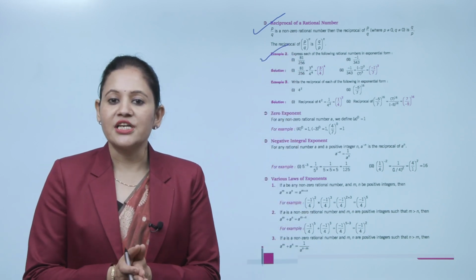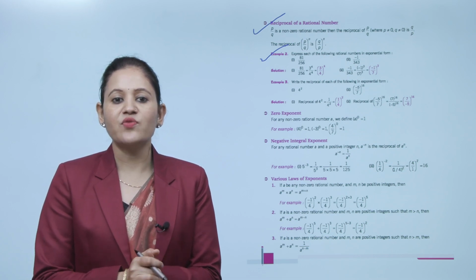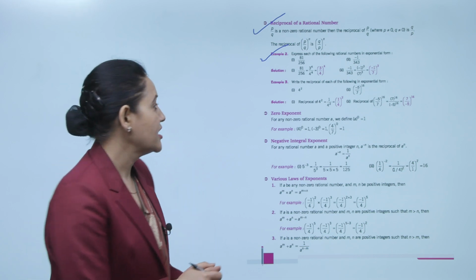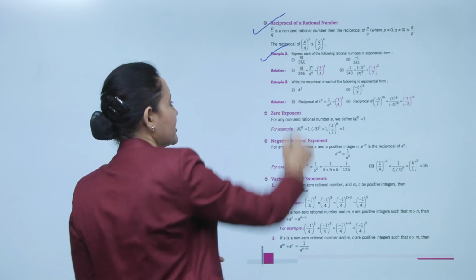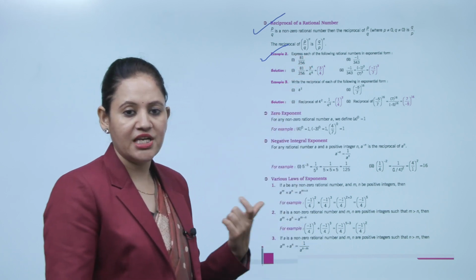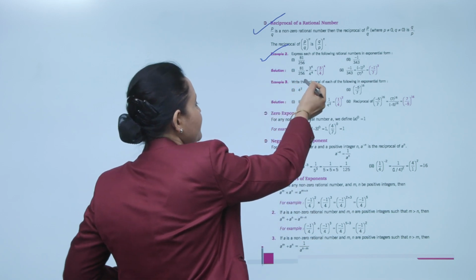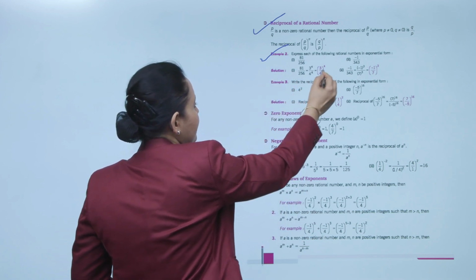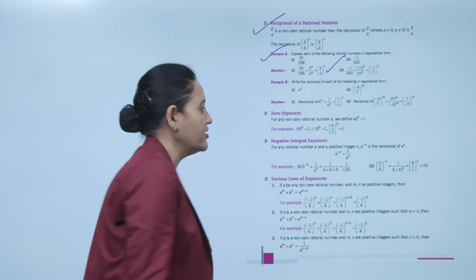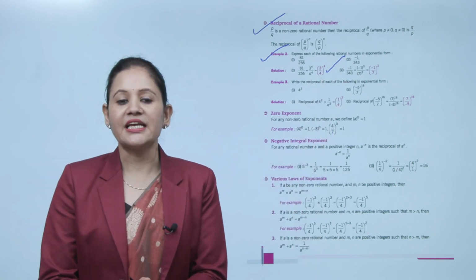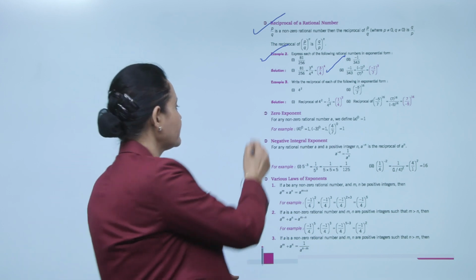Express each of the following rational numbers in exponential form. 81 upon 256. So we will do the prime factorization of 81. We can write 81 as 3 to the power 4 and 256 as 4 to the power 4. So we can write it as 3 upon 4 to the power 4. Clear? Next, zero exponent.